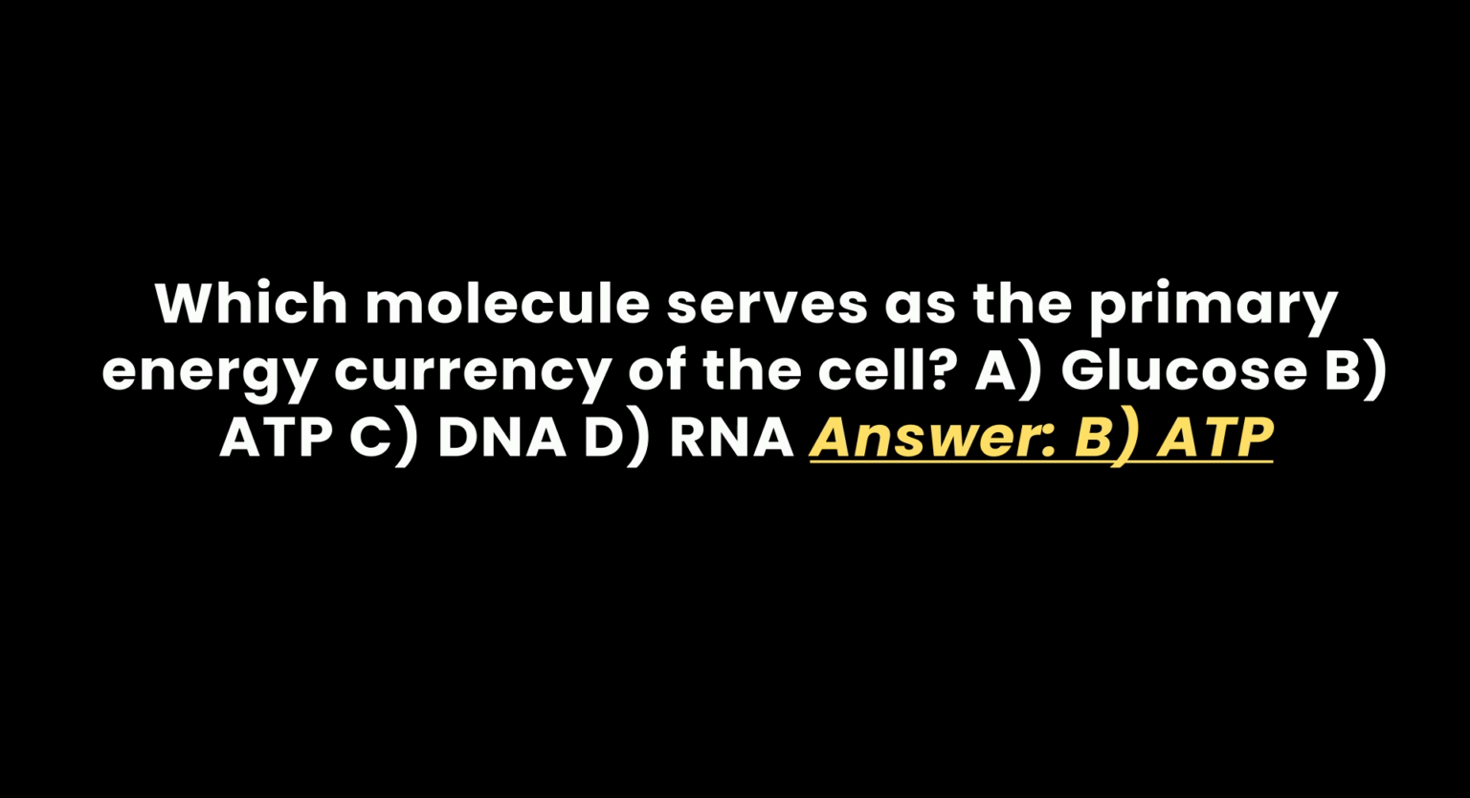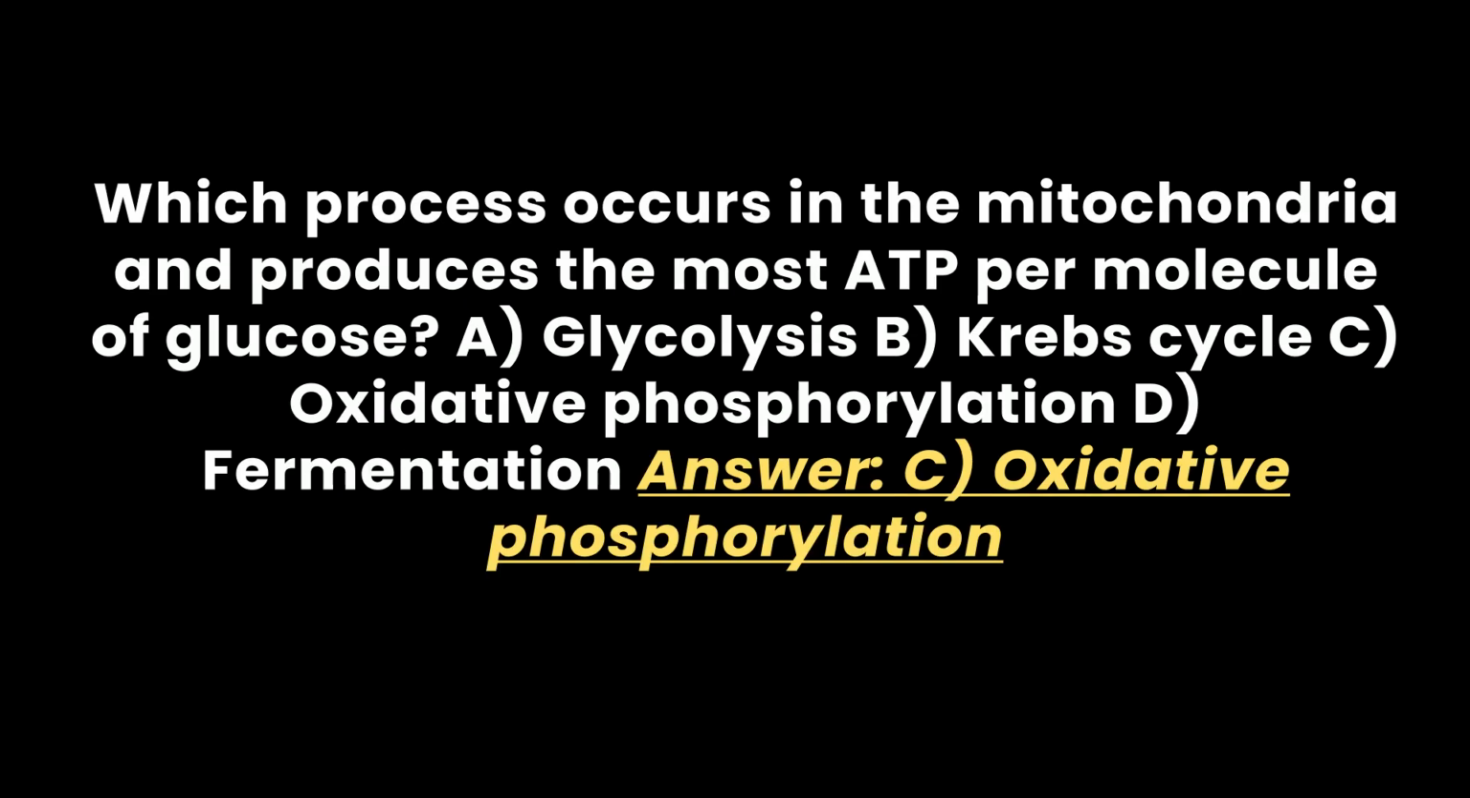A. Glycolysis. B. Krebs cycle. C. Oxidative phosphorylation. D. Fermentation. Answer: C. Oxidative phosphorylation. Which of the following is an example of passive transport?